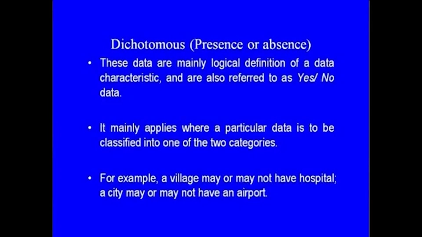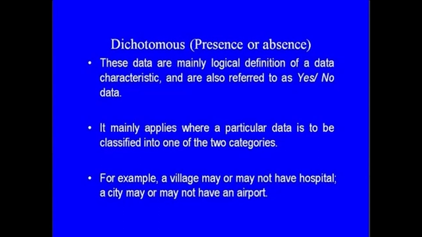This is basically a representation in terms of the presence or absence. So, we can say these data are mainly logical definitions of a data characteristic and are also referred to as yes or no data. It mainly applies where a particular data is to be classified into one of the two categories. For example, a village may or may not have a hospital, or a city may or may not have an airport.